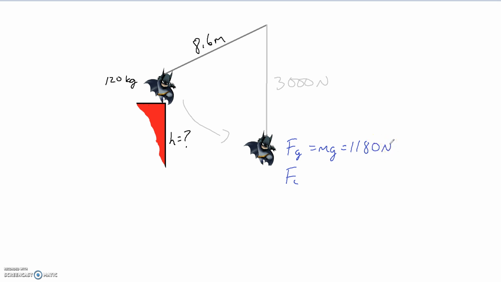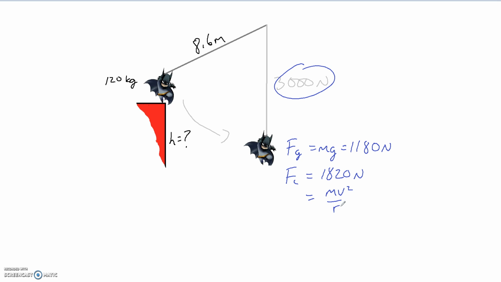Well, if the tension on the cable is 3,000 newtons, 1,180 of that is coming just to support his weight. So the remaining amount of force must be the centripetal force, which would be 1,820 newtons. So the 1,180 and the 1,820 come together to make the 3,000 newtons overall. Now that I know his centripetal force of 1,820, I can use that to find out how fast he must be going. Now I know his mass is 120.